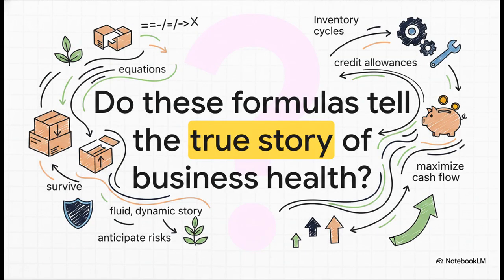So, we've unpacked the core equations, inventory cycles, credit allowances, and even the math of wear and tear. And it leaves us with a really fascinating final question. Do these seemingly rigid accounting formulas actually tell the fluid, dynamic story of your business's true health? Well, the answer is a resounding yes. They aren't just rote math you memorize for a test. They are a living, breathing language. When you actually know how to read them, you can anticipate huge risks, maximize your cash flow, and ensure your business doesn't just survive, but totally thrives.